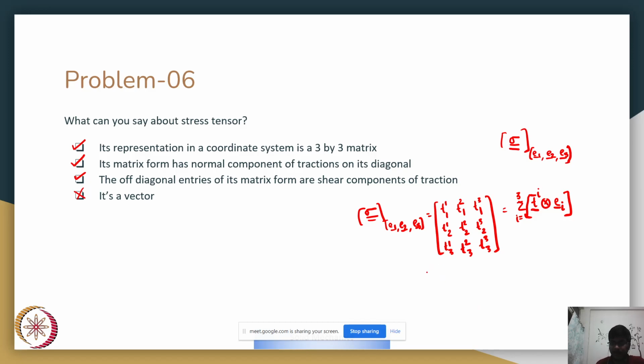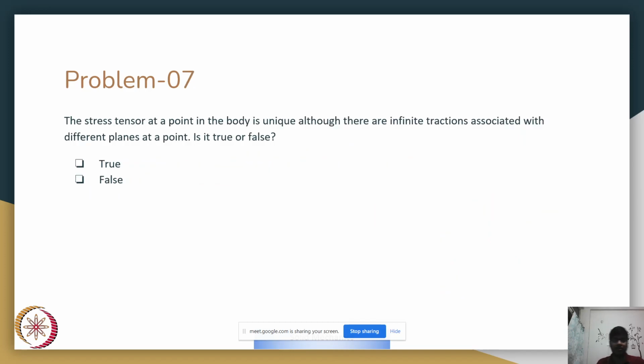So we can also write this as, these sigmas are your sigma xx, sigma yy, sigma zz. These are your normal components, and tau xy, tau xz, tau yz. These are your shear components. Okay, so that was also okay.